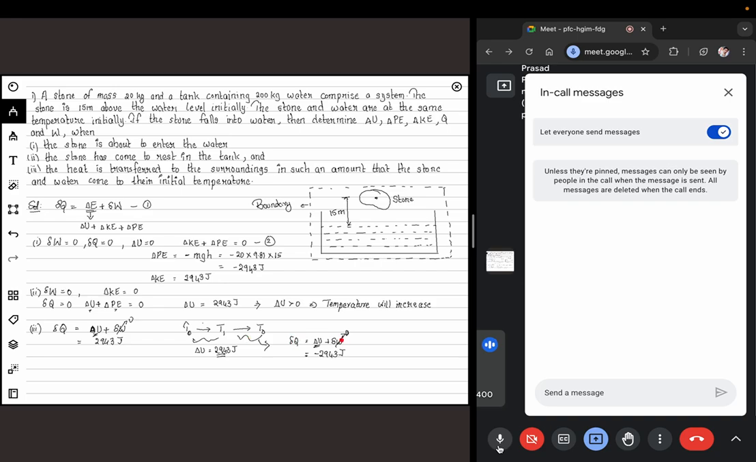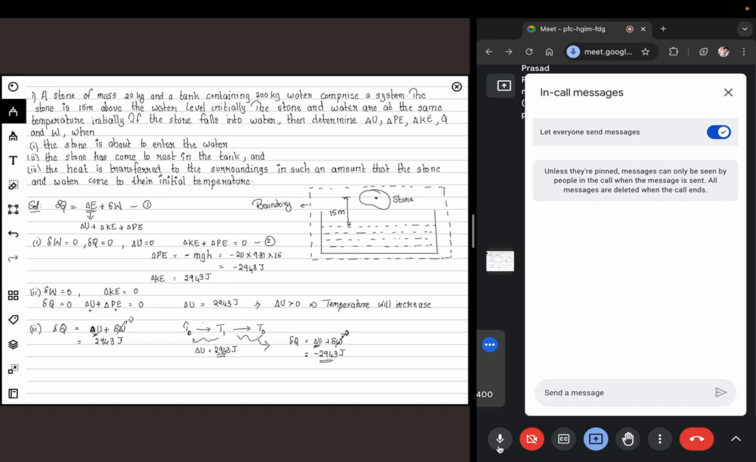Now for the total Q, since work done is 0, and once the stone has come to rest, delta KE is 0 and delta P is also 0. So you have to remove 2943 joules of energy from this system so that it will be at the same initial temperature as it was when it was at 15 meters above the water surface.